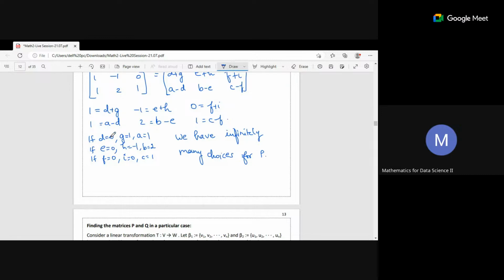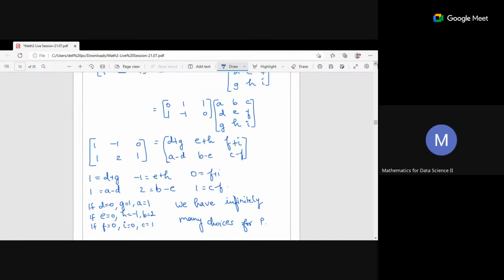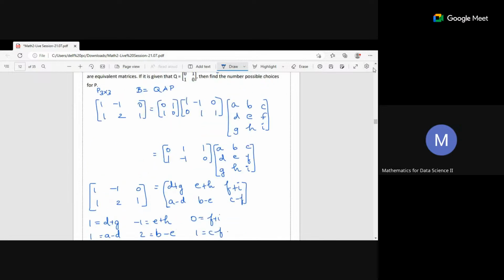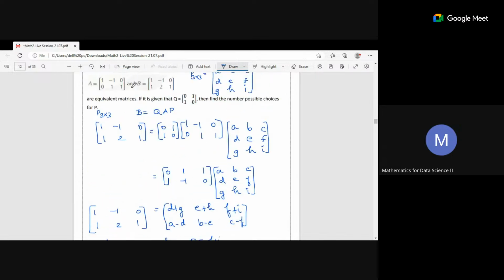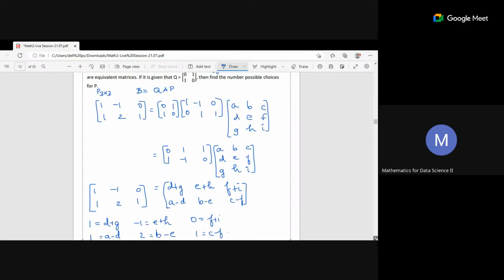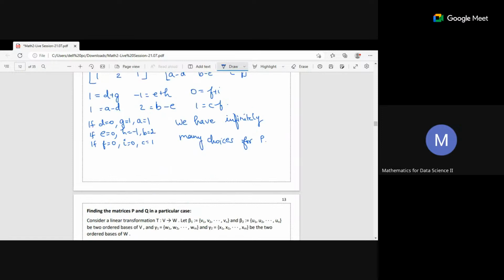Suppose if you have got a unique solution, then you write 1. Suppose no solution, then 0. Okay, so since the matrices are equivalent, definitely you should get some P and Q. So for this particular case, you got infinitely many choices.